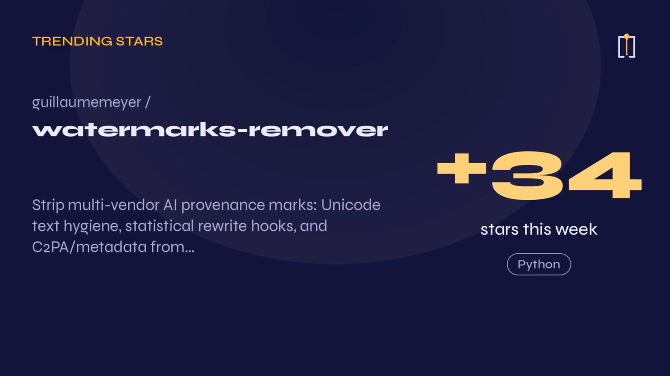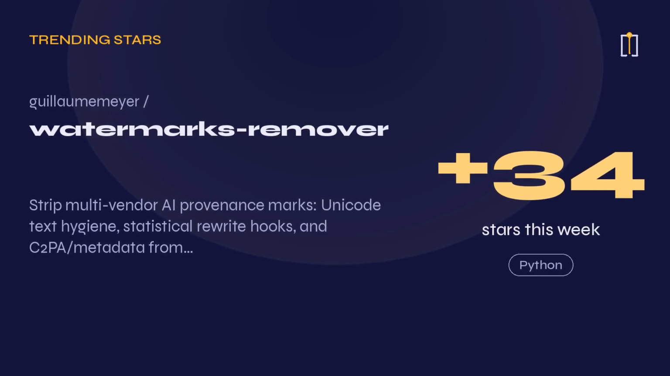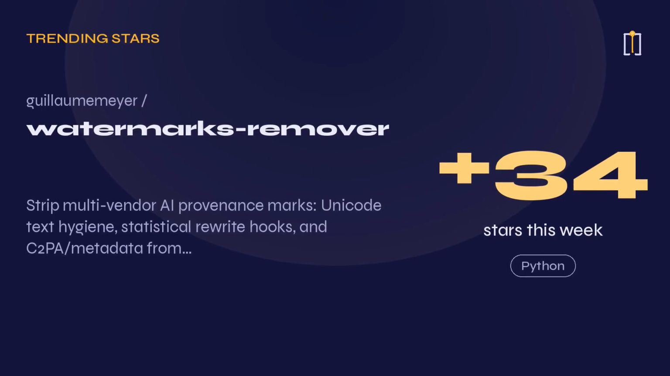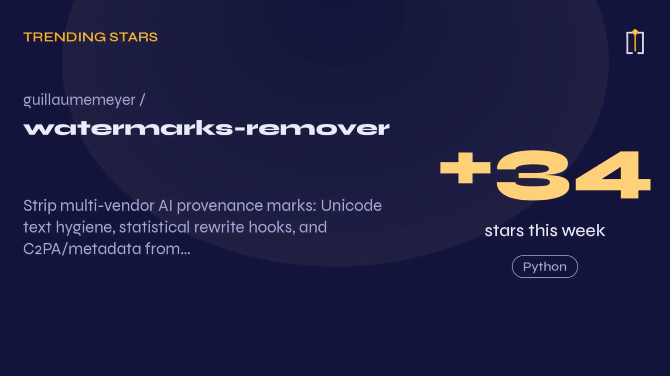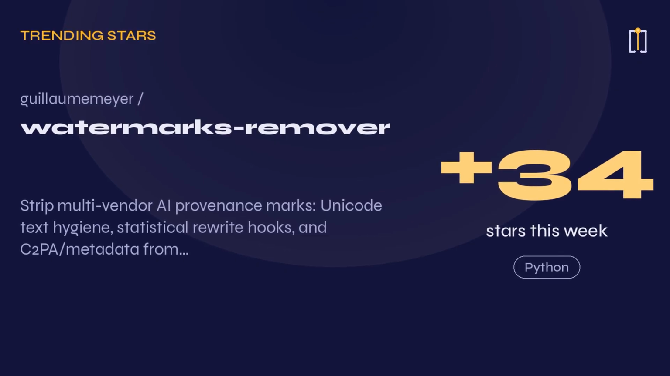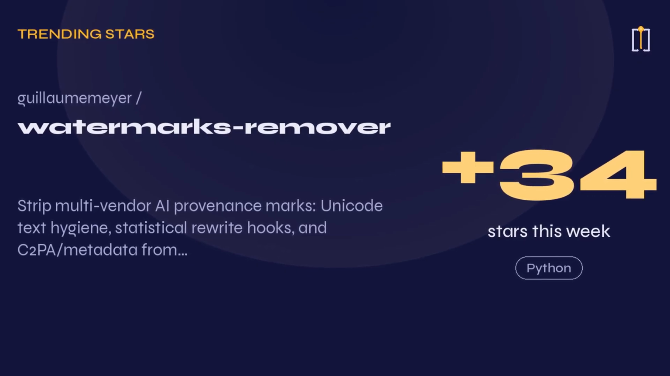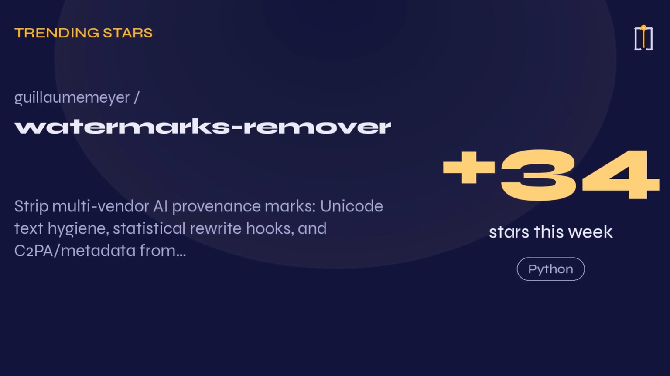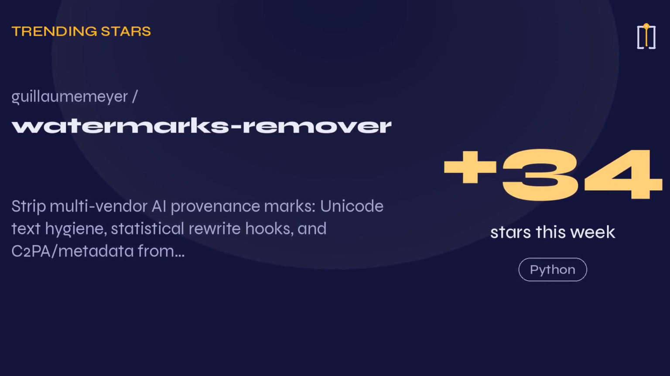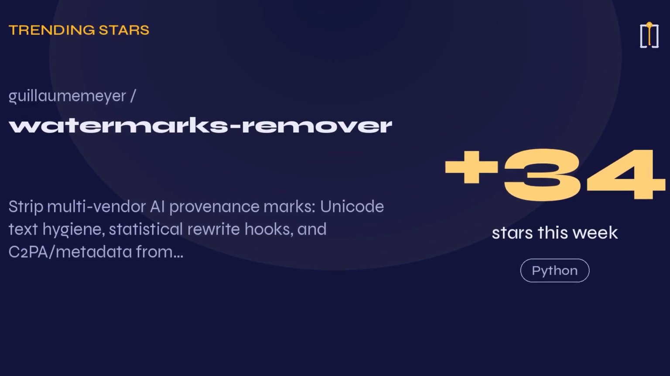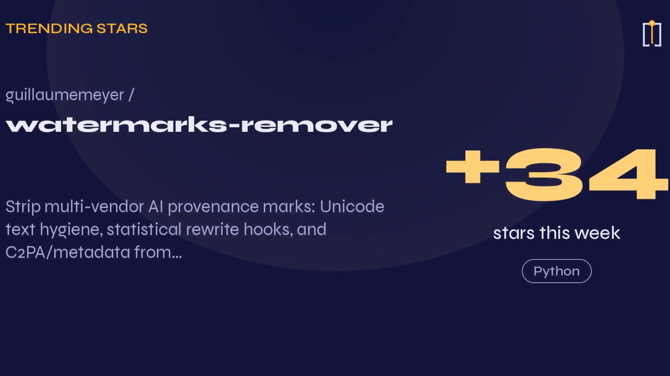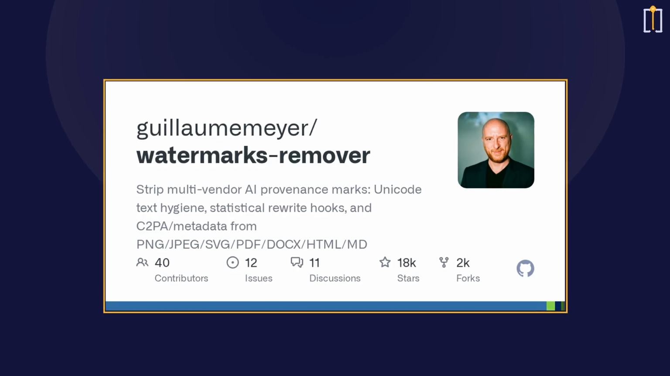All right, this one's going to spark some debate, and I think that's worth talking through honestly. Watermarks Remover does exactly what the name says. It strips AI provenance signals across a bunch of formats. We're talking invisible Unicode characters that models sneak into text, C2PA credentials baked into images, and metadata buried in PDFs, docx, SVG, all of it.